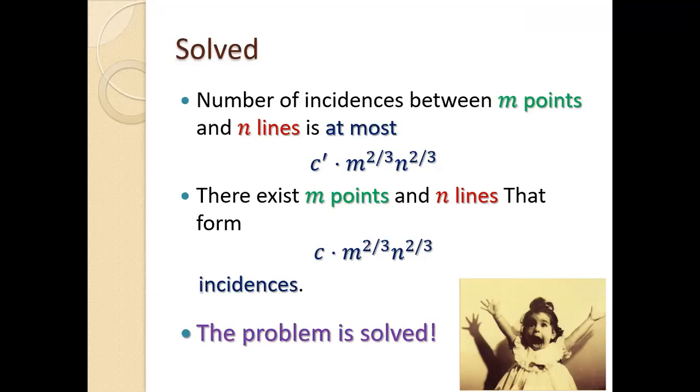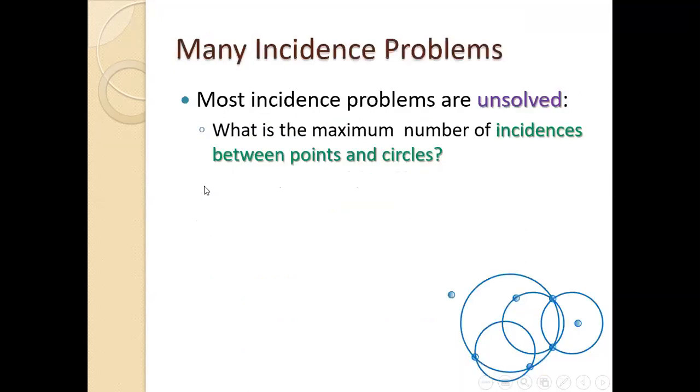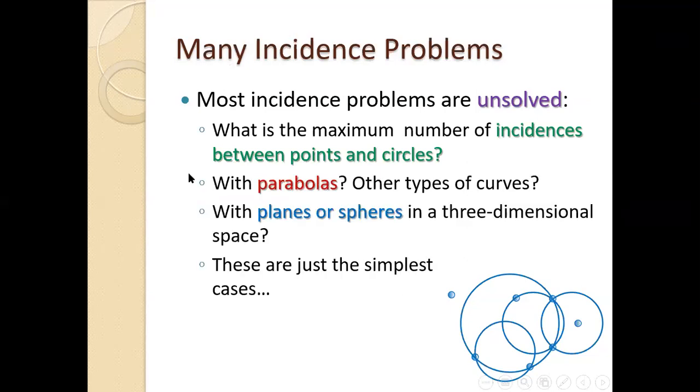There are many types of incidence problems. This is just the simplest one, and not only the simplest one, almost the only one that is solved. Almost all problems are still open. For example, you can ask, what is the maximum number of incidences between points and circles? Instead of lines, we have circles. Embarrassingly, even though the case of lines has been solved for almost 40 years, this is still wide open. We don't know what the maximum number of incidences between points and circles is, even though people have been trying. And you can try parabolas, other types of curves.